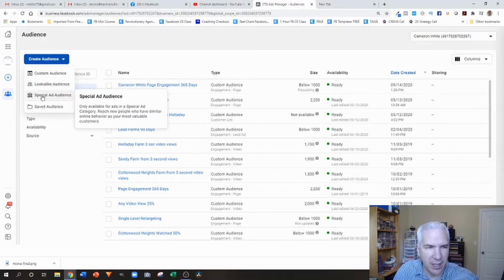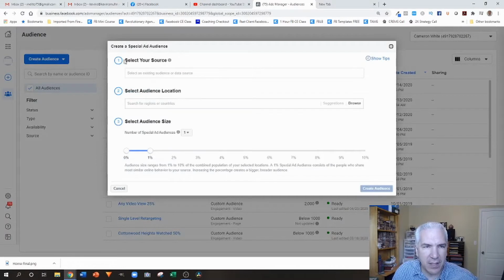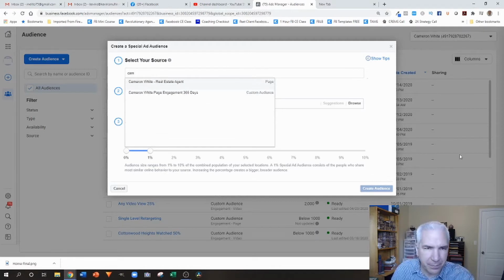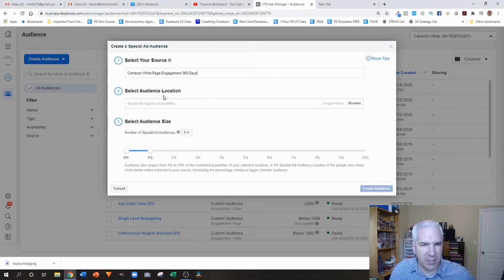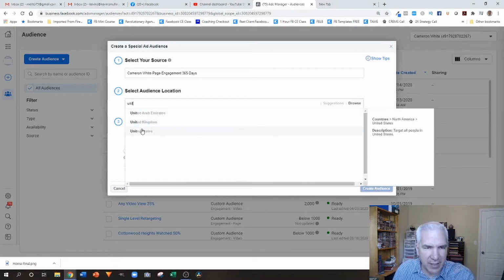You want this one, the special ad audience. With this, it's going to ask you what the source is. Now again, every special ad audience is based off of an existing audience. So there's that one that I just created right here, which is the page engagement for that specific page. And then with the audience location, the easiest one to do is just the United States.